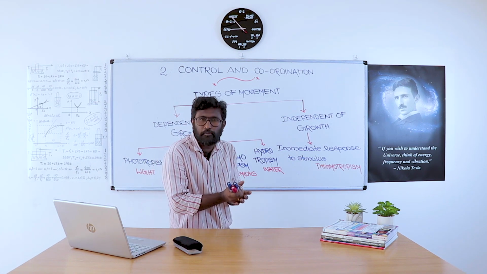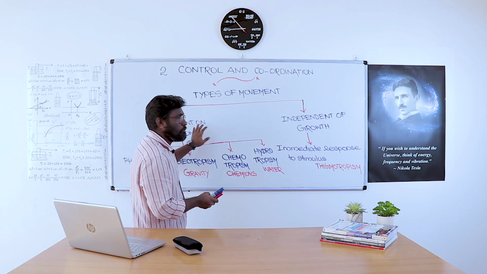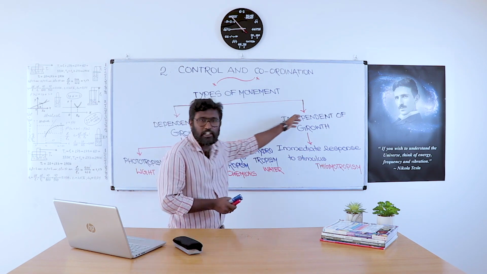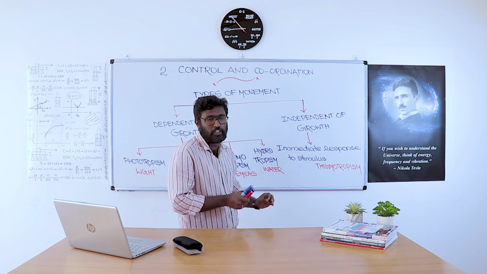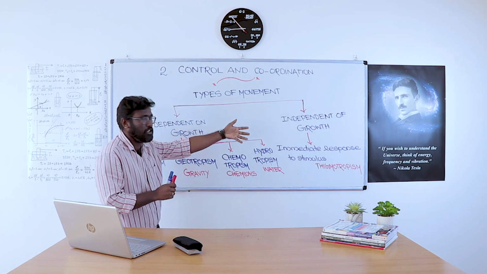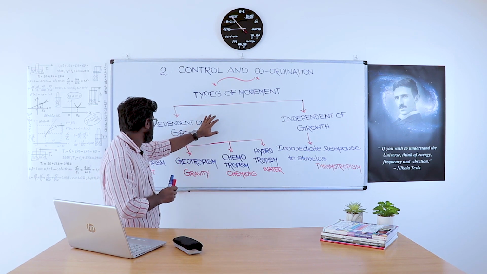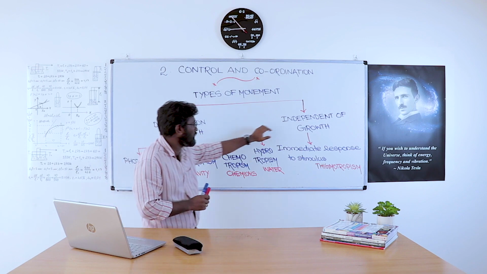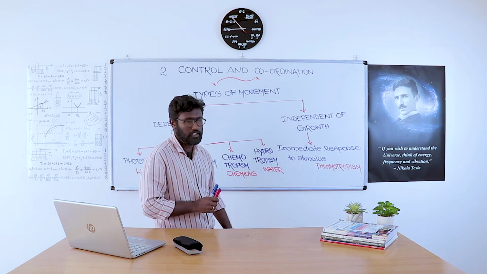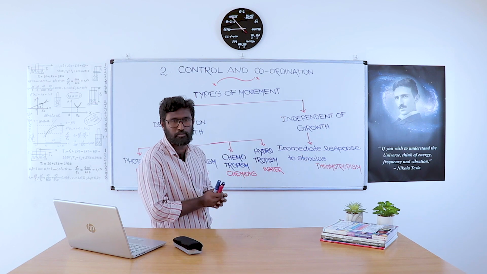The movements in plants are of two types: dependent on growth and independent of growth. One type is dependent on growth, and the next one is independent of growth. First, we want to discuss what is meant by independent of growth in the case of plant movement.